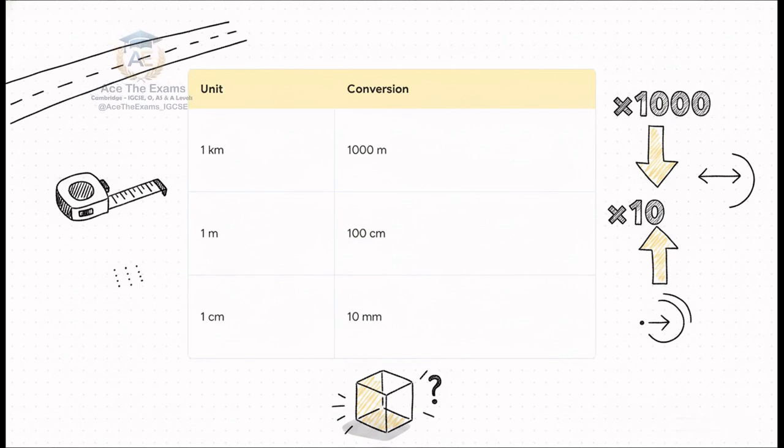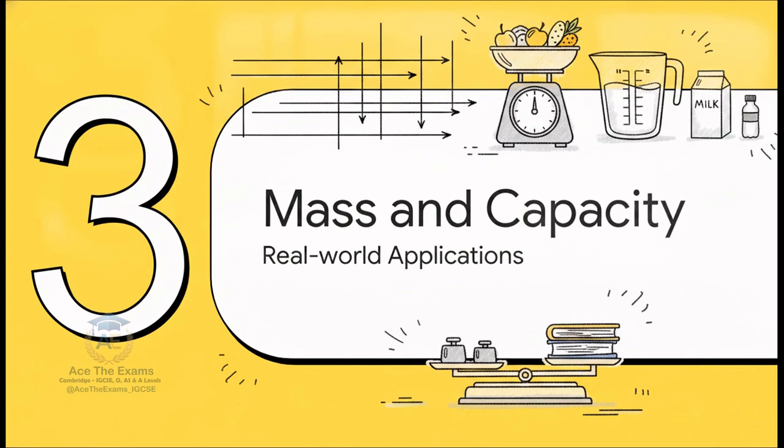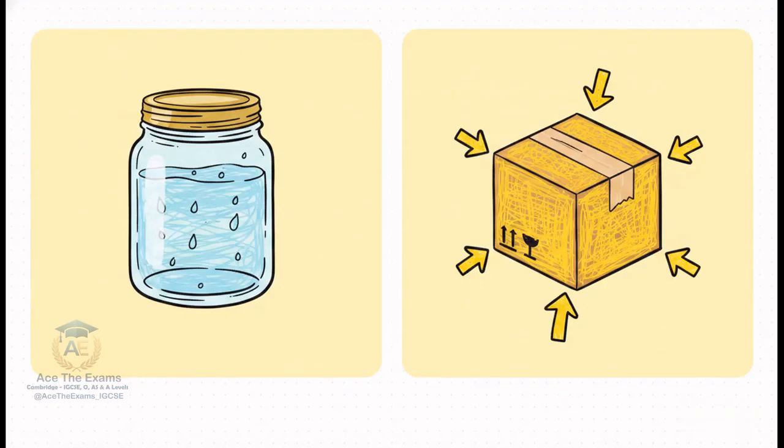But definitely keep this simple 1D math in the back of your head, because as we're going to see in just a minute, things change drastically when we start adding dimensions. All right, let's step into section 3, converting mass and capacity. We're shifting focus now from just drawing basic straight lines to actually measuring the weight and the liquid volumes we interact with every single day.